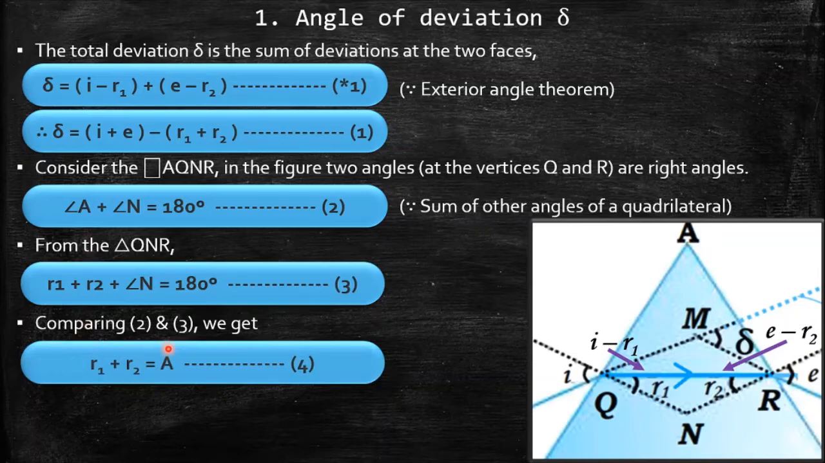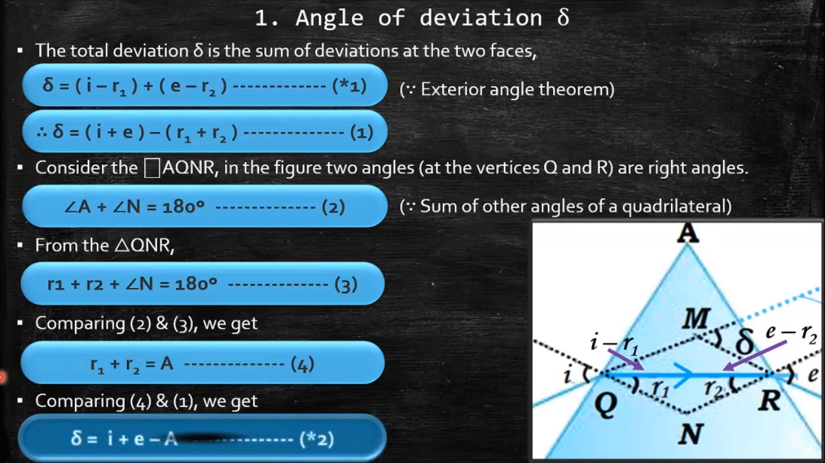Isn't it obvious? And what do you get if you put this equation number 4 in equation number 1? Do you see an R1 and R2 here? Obviously, I can simply write that delta is equal to I plus E minus A, because A is R1 plus R2, and I'm simply substituting the value of R1 plus R2 as A over here.